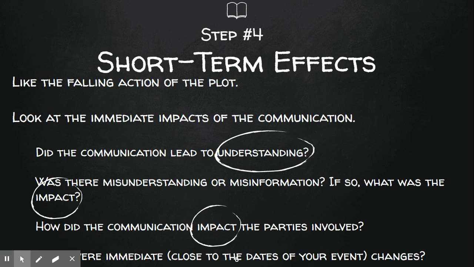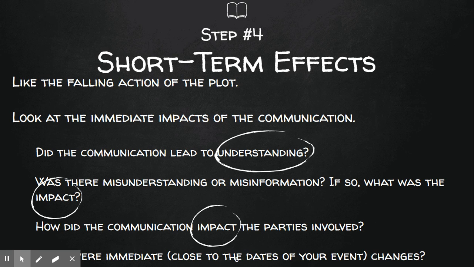This is where I think we can really tie in the second part of this year's theme. If it didn't lead to understanding, was there misunderstanding? Was there misinformation? If so, what was the impact of those things? If the communication worked, how did it affect the parties that were involved? If it didn't work, how did it affect the parties?